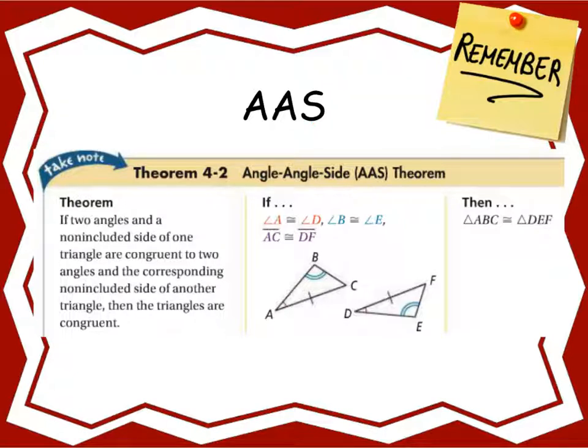The other one is angle, angle, side, and that's two angles and the not included side. So that would look something like this. Here's an angle, and then you come across another angle, then a side. So that side does not fall between your two angles. And if you can show that in your two triangles, then those triangles will be congruent.